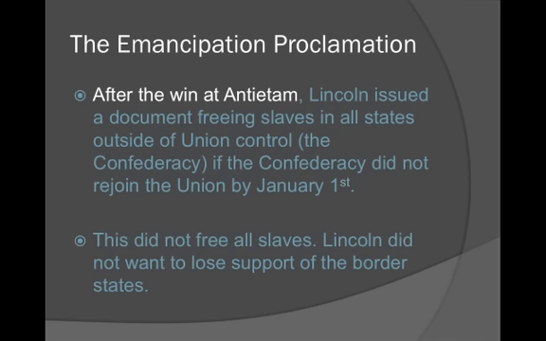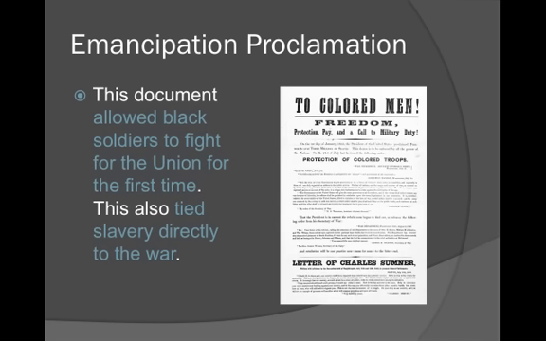So this document was a very important document in our country's history because it was the first to free slaves and to start that process towards equality. The Emancipation Proclamation also had two major effects. One was that black soldiers were now allowed to fight for the Union for the first time, so you start to see black regiments in the Union Army. It also tied slavery directly to the war.